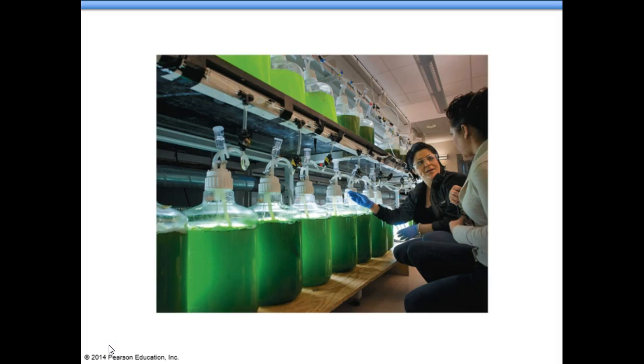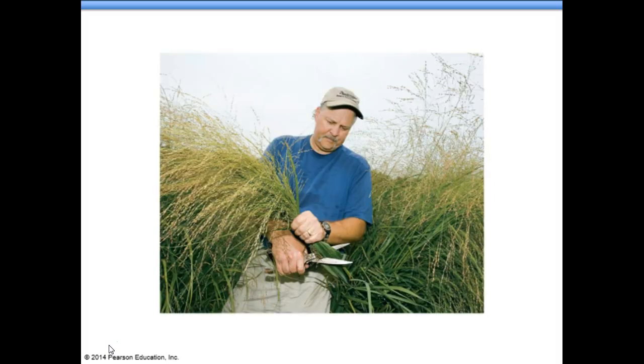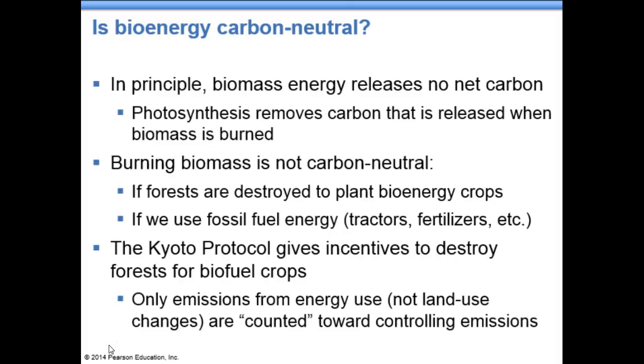The picture that you see here takes off from what we learned in the last screencast, and this is algae. They're storing up and they're producing algae. And then the next picture just represents the switchgrass that they were talking about that could be used for the cellulose fuels. So the next question that we have to ask is, is bioenergy carbon neutral?